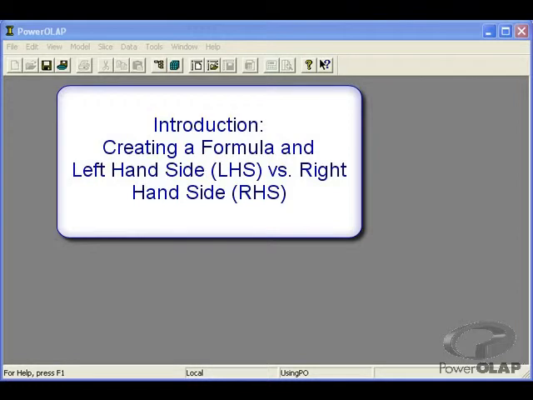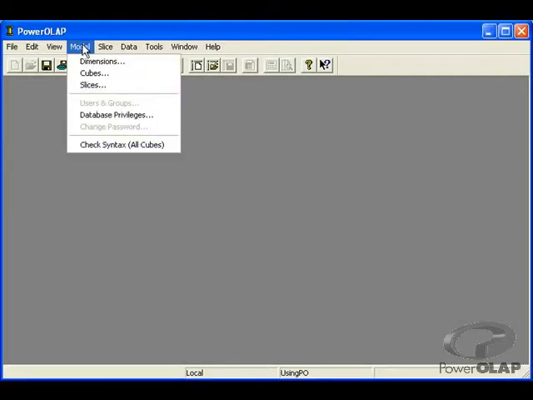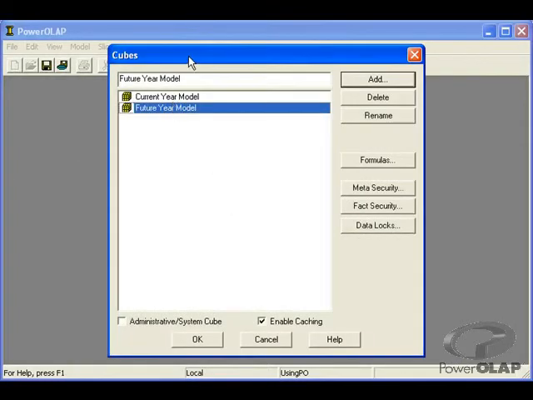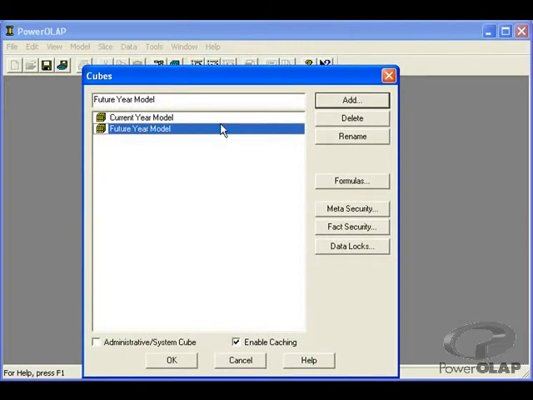PowerOLAP formulas can exist within individual cubes. A cube contains all the formulas for the particular cube. Any calculated values within a single cube must have formulas within that cube. How do you create and specify formulas? Simply select the model, cubes, and pick the name of the cube that you want the formula to exist in. What this means is that the calculated value, the value that you're trying to create, must exist in this cube. Formulas can reference other cubes in calculating their values, but the result of the formula itself must exist in the cube that contains the formula.